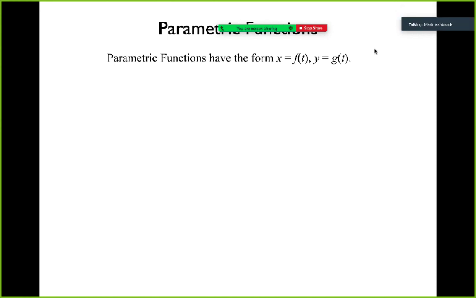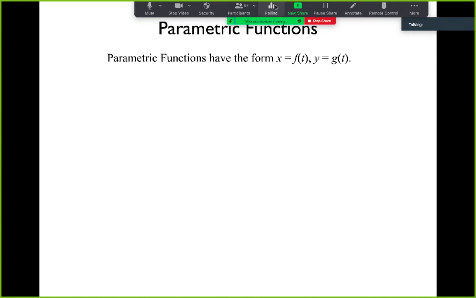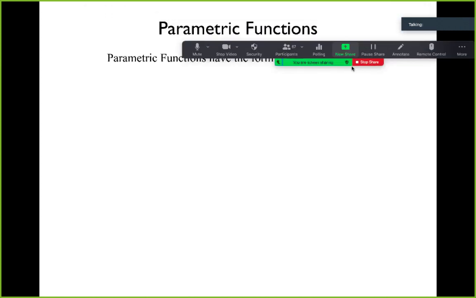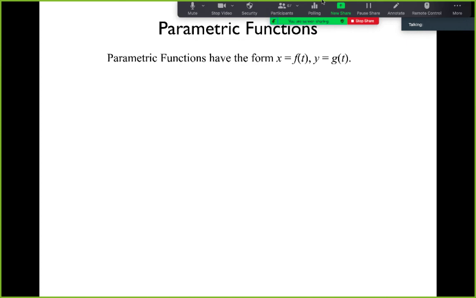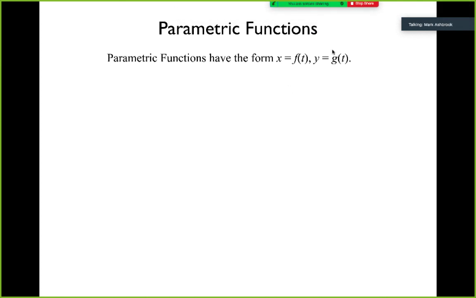Okay, so parametric functions have the form: x and y are both individual functions of t. So what's our independent thing here? All functions are based on some independent quantity and a dependent one. So we put values in, or something goes in and something then comes out, right?